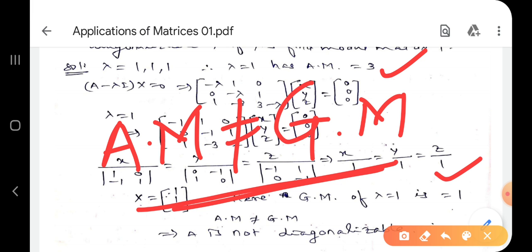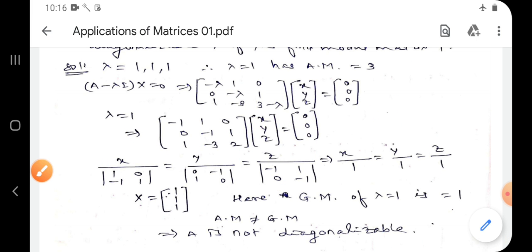Keep in your mind, if a matrix has 3 eigenvalues, then for one eigenvalue they may be equal. But for other eigenvalues, if they are unequal, then the matrix is not diagonalizable. Understood? So our matrix A is not diagonalizable. Remaining examples we will continue in our next video.